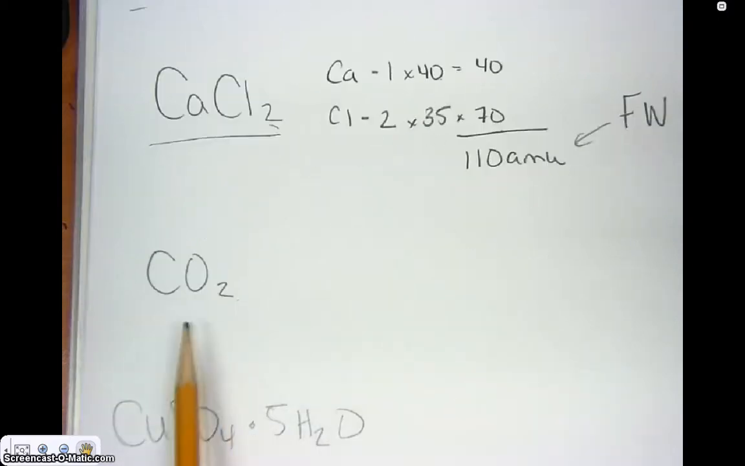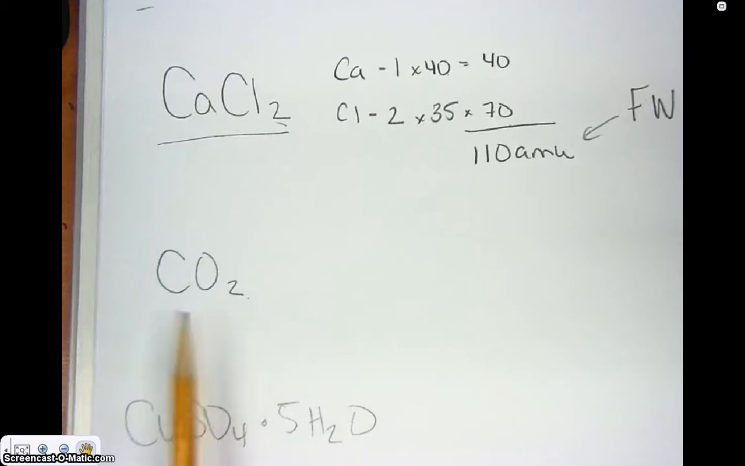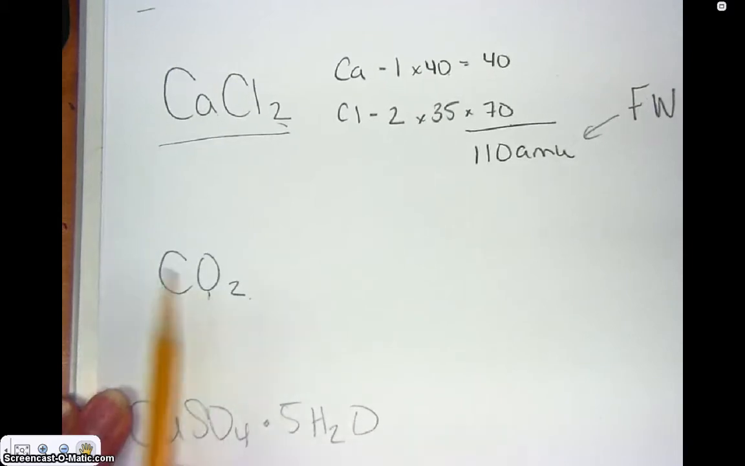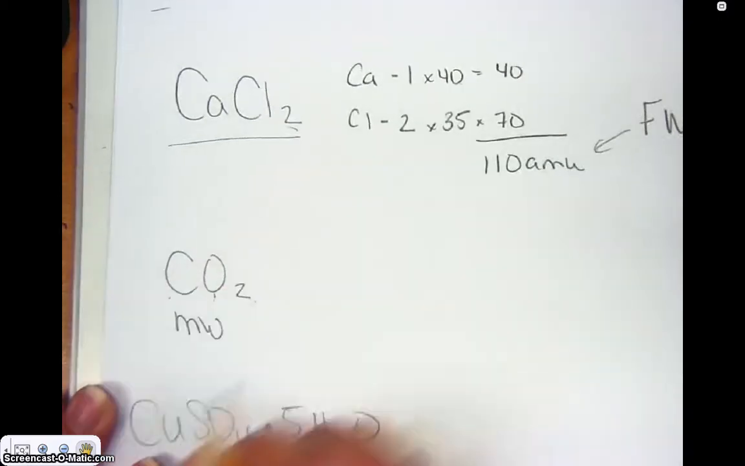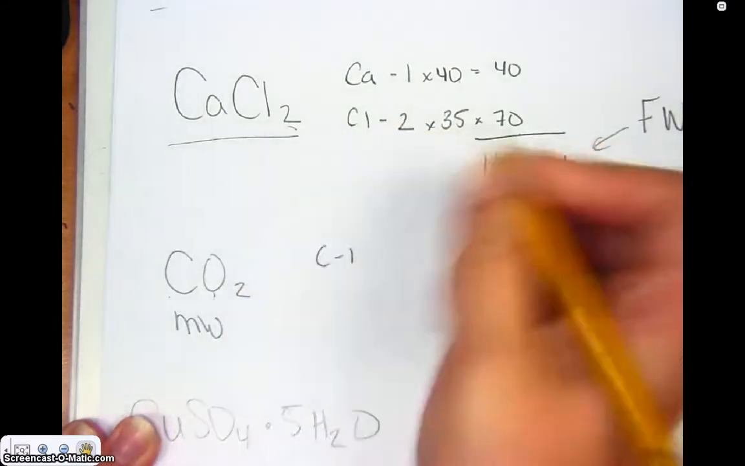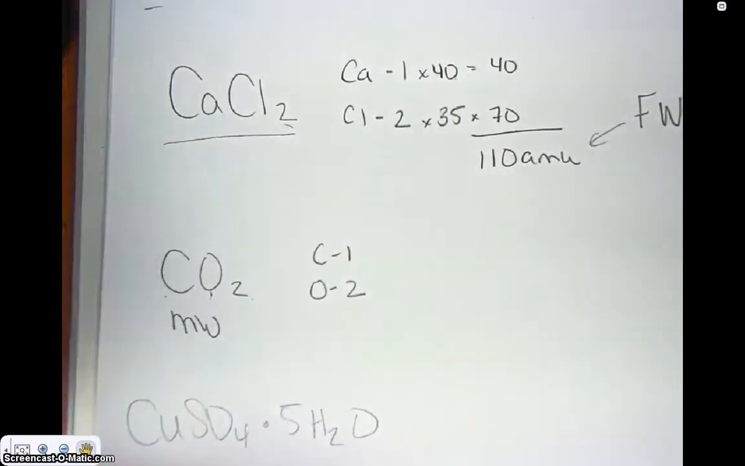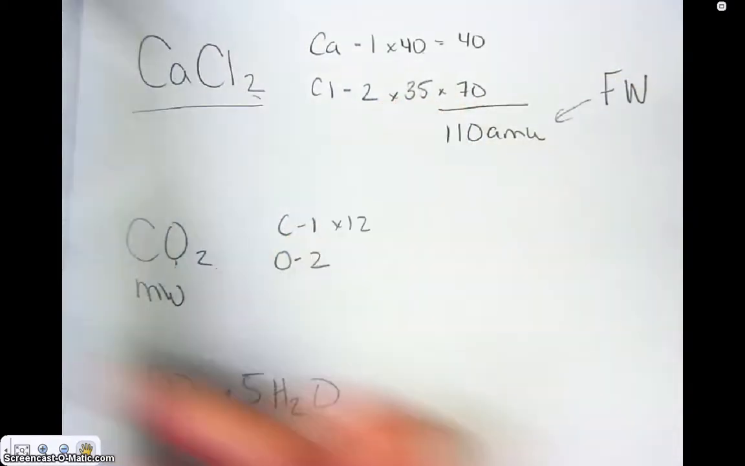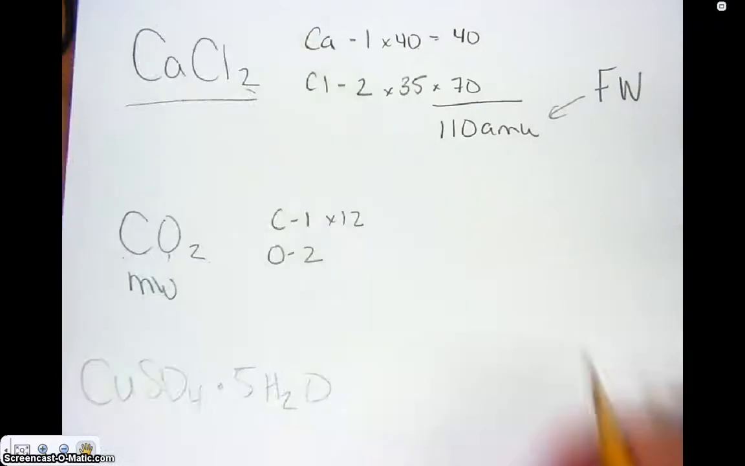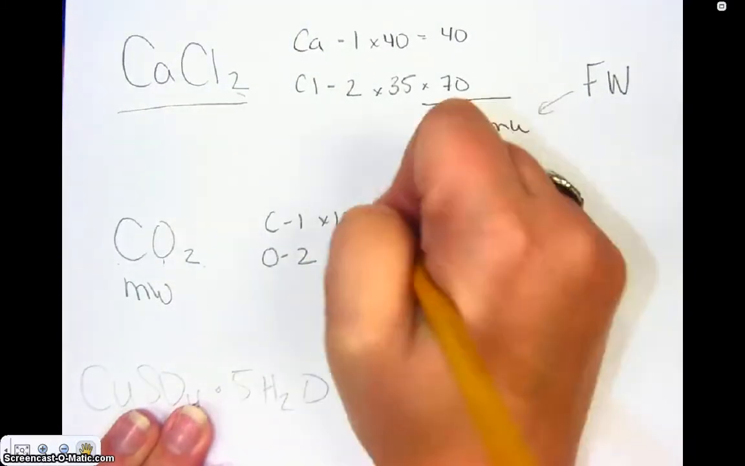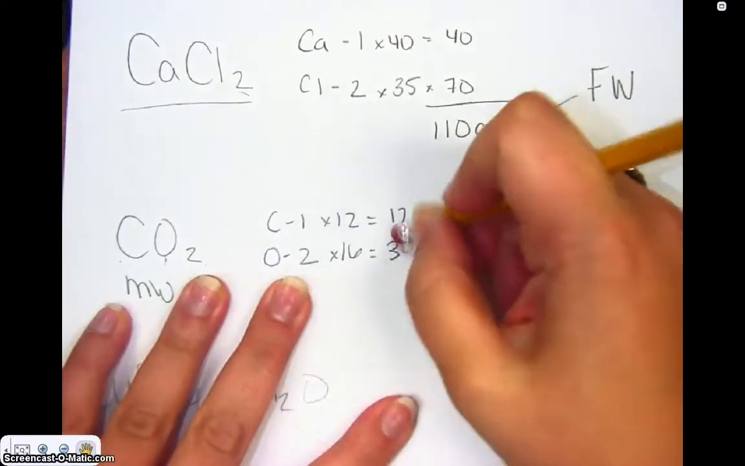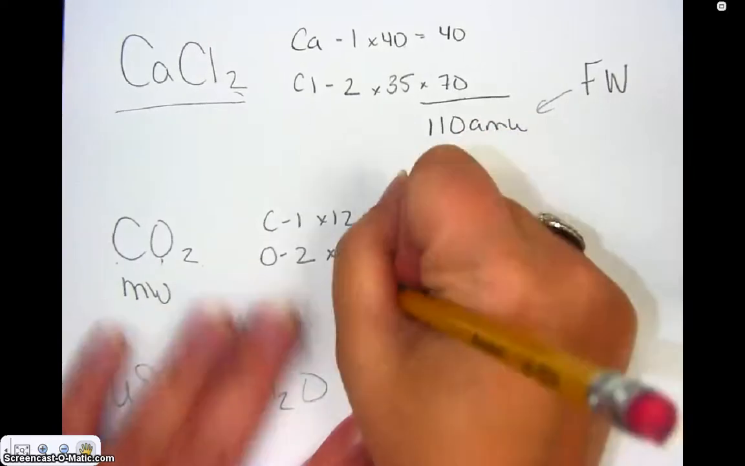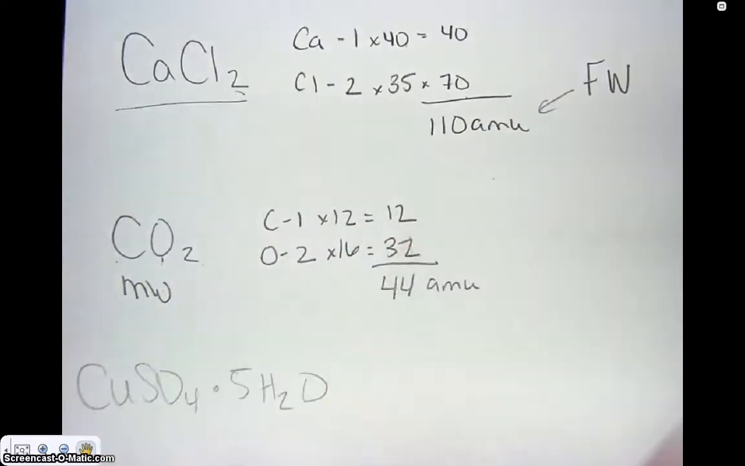All right, let's try another one. Carbon dioxide. Carbon and oxygen are both nonmetals, so I'll be calculating the molecular weight of this. However, I do it in exactly the same way. So this is a molecular weight. I have 1 carbon and 2 oxygens, and I'm going to look on the periodic table and see that carbon has a mass of 12, and that oxygen has a mass of 16. So 1 times 12 is 12, and 2 times 16 is 32. If I add them together, I will get 44 atomic mass units.